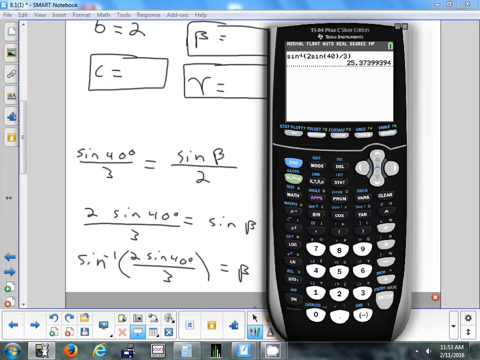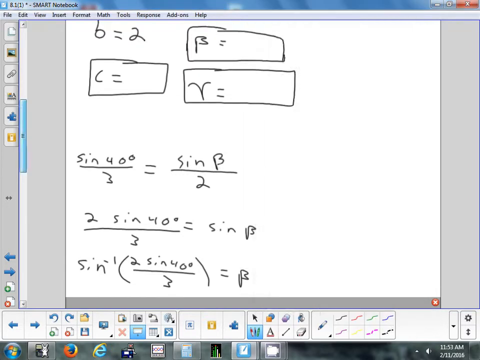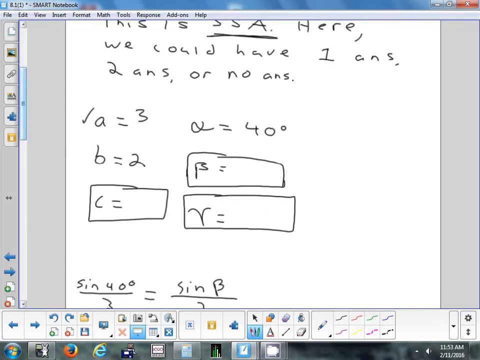Now, if this was a no solution case, we would know right now. We would have gotten an error on the screen. So this is not a no solution. It's at least a 1 solution. Could be a 2. 25.374. What I usually do is I write the answer high in the box. If there's a second answer, I'll call it beta 2, and I'll put it right in the bottom.